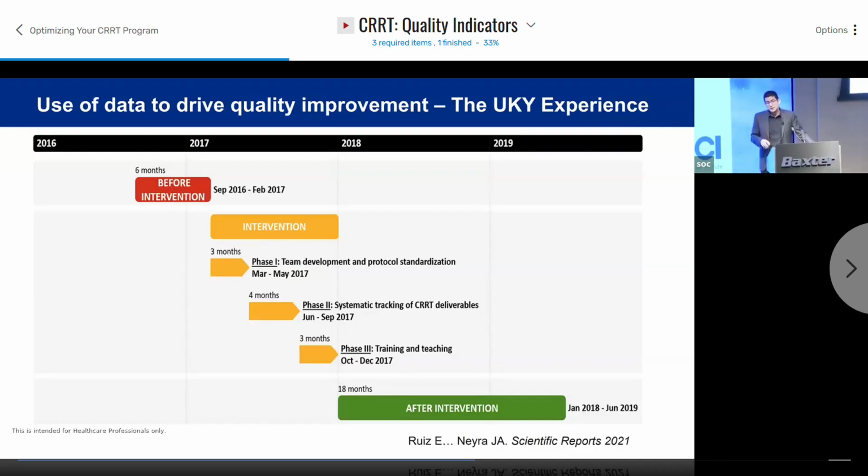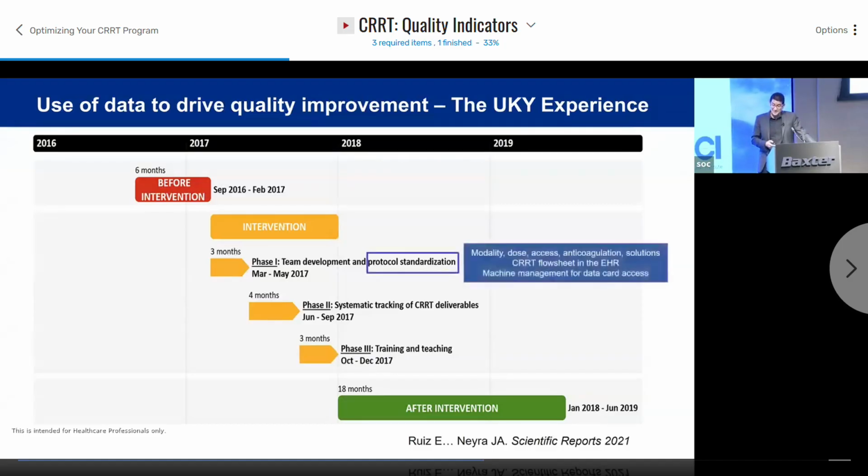So then, of course, having access to data from the machines and these reports helped me to see where we were in terms of certain metrics that we can target for improvement. So we developed this team to create this quality assurance program, and then we started to do all these things. So first of all, review our protocol and standardize our prescriptions in terms of modality.